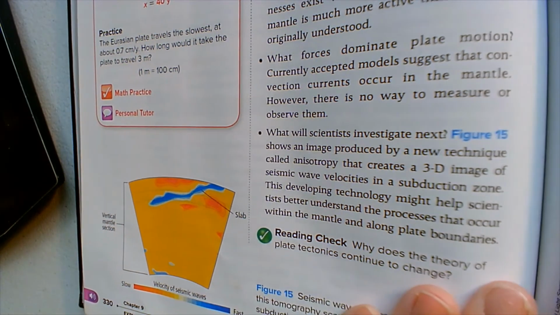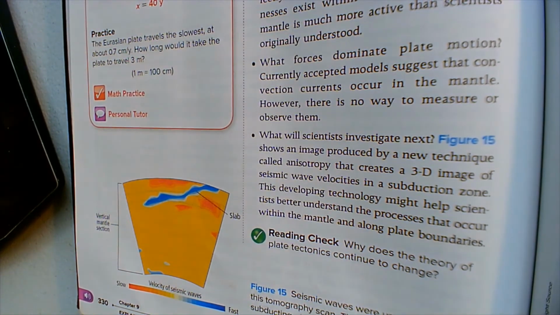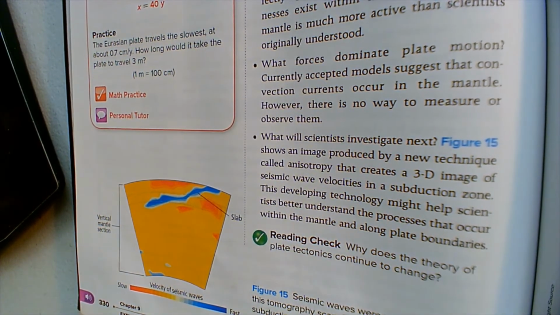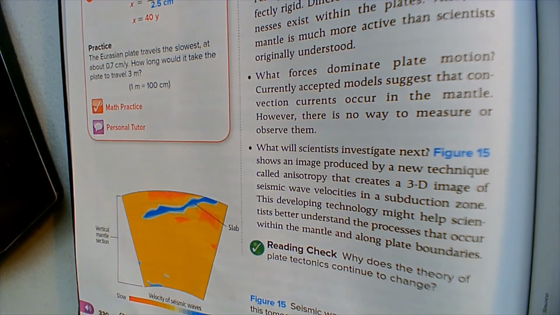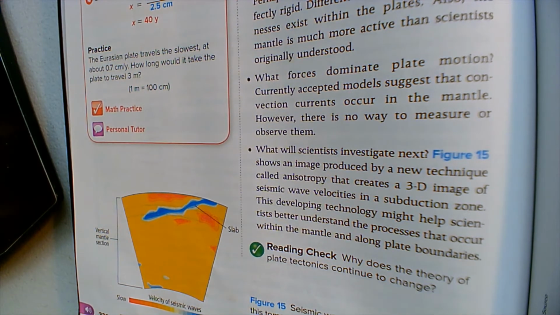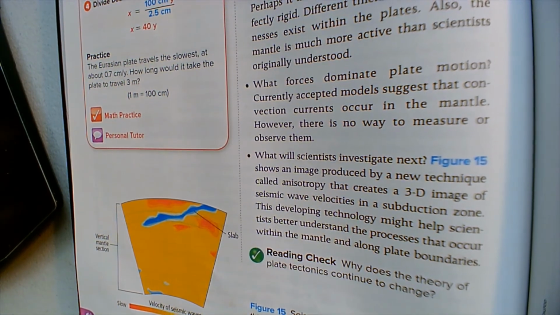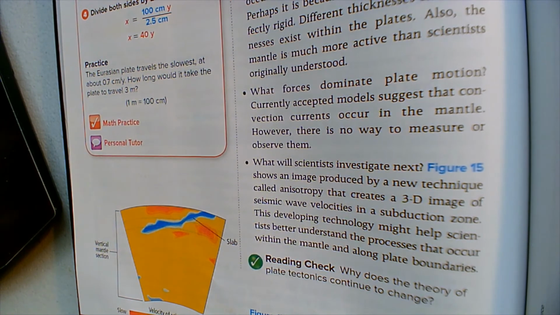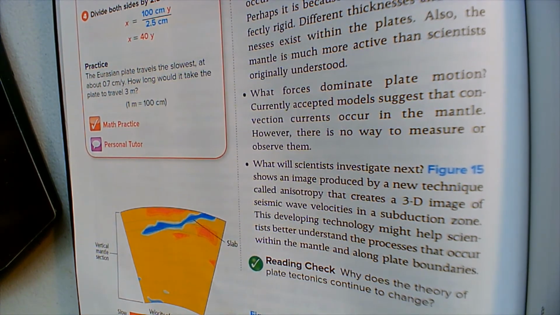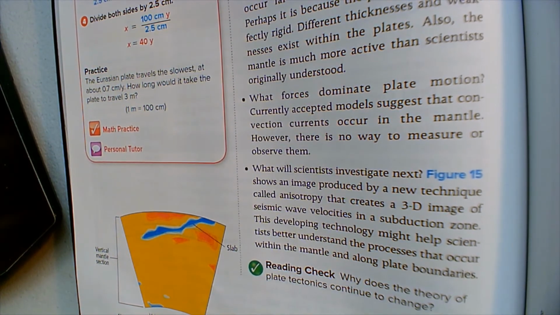What forces dominate plate motion? Currently accepted models suggest that convection currents occur in the mantle. However, there is no way to measure or observe them. So what will scientists investigate next? Figure 15 shows an image produced by a new technique called anisotropy, I'm not really sure how to say that, that creates a 3D image of seismic wave velocities in a subduction zone. This developing technology might help scientists better understand the processes that occur within the mantle and along plate boundaries.